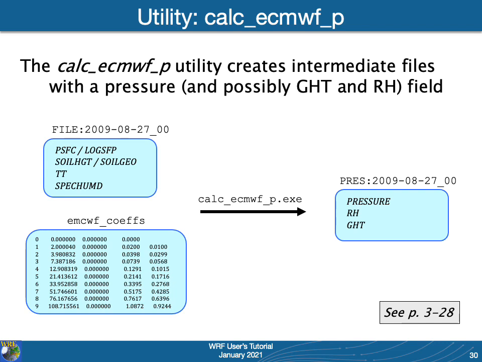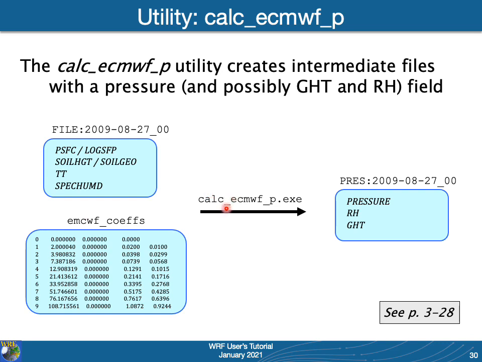The calc_ecmwf_p utility may be used to compute a three-dimensional pressure, geopotential height, and relative humidity field from model-level European Centre data. The way that this utility works is that you need to first run the ungrib program to produce intermediate files that contain surface pressure or log of surface pressure, soil height or soil geopotential, a three-dimensional temperature field, and a three-dimensional specific humidity field. The second thing that you need to have done is to create a text file in your run directory called ecmwf_coeffs. In this file, you need to paste the vertical level descriptions for the model level data set that you've obtained from the European Centre.